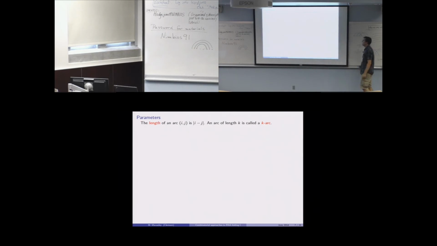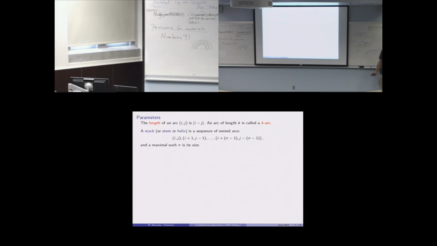Okay, so let me give you some definitions, some parameters. The length of an arc ij: if we're going from vertex i to vertex j, the length of the arc is just j minus i. If you draw the diagram, it's the number of vertices, j minus i. And sometimes we'll call an arc of length k a k-arc. Now this is not the physical length of the bond. This is just the number of nucleotides that it jumps.